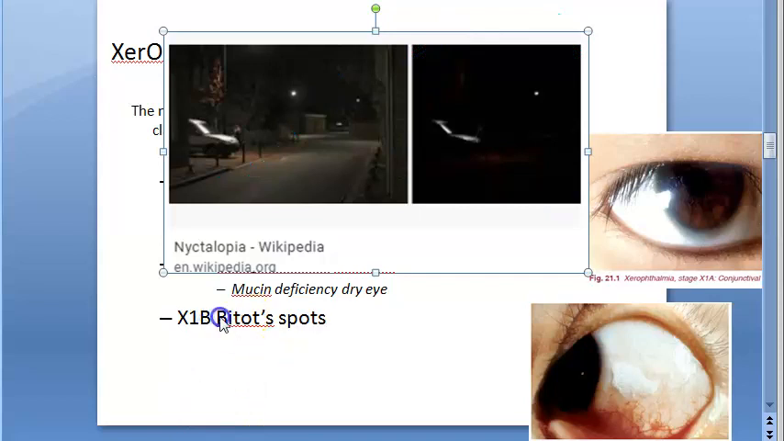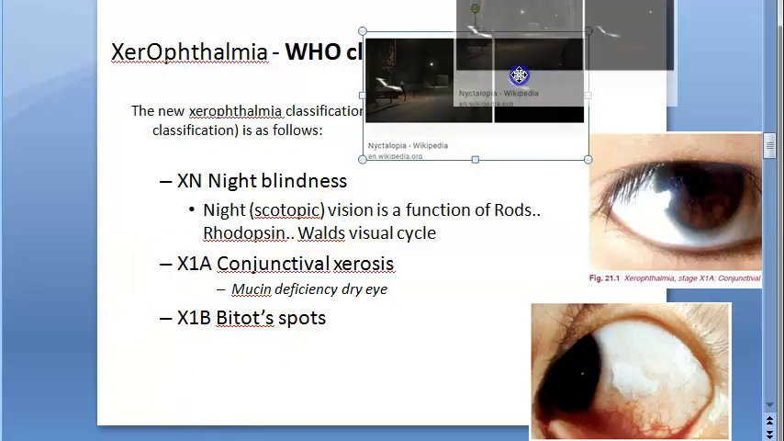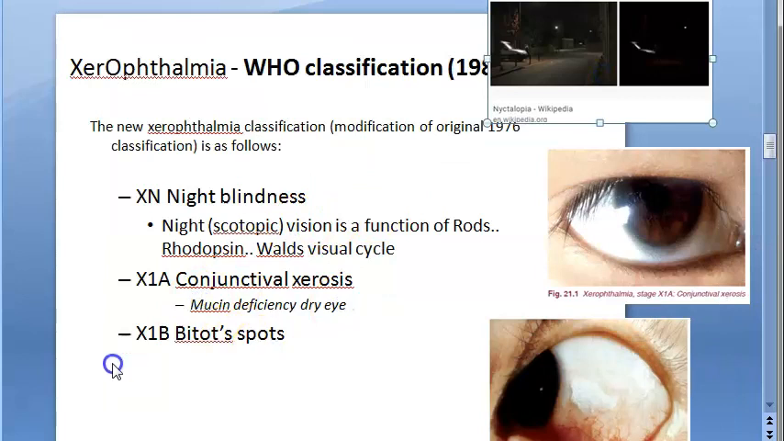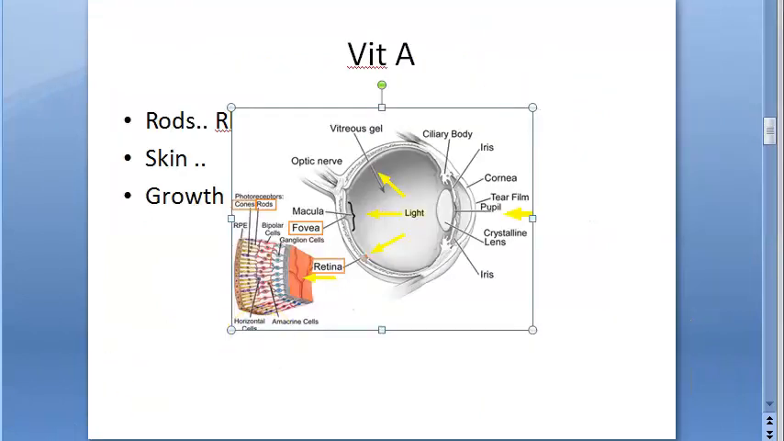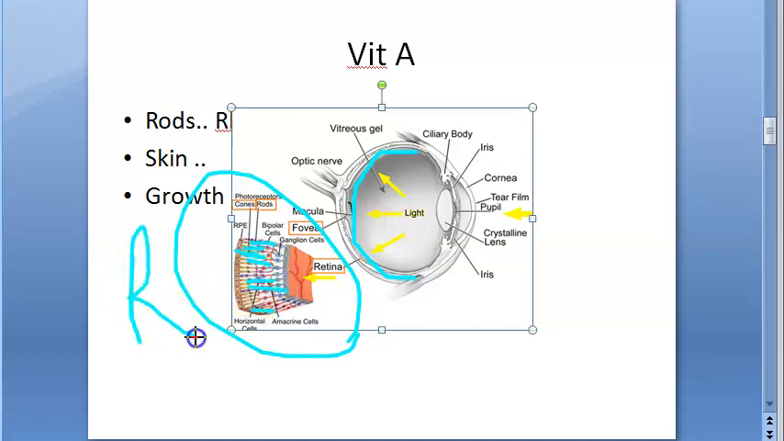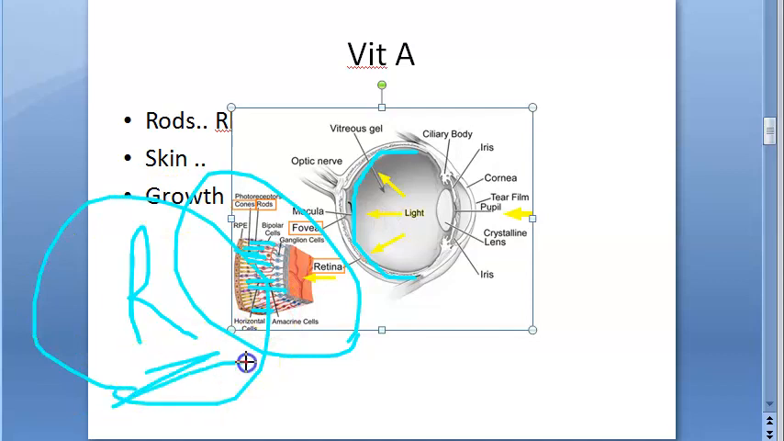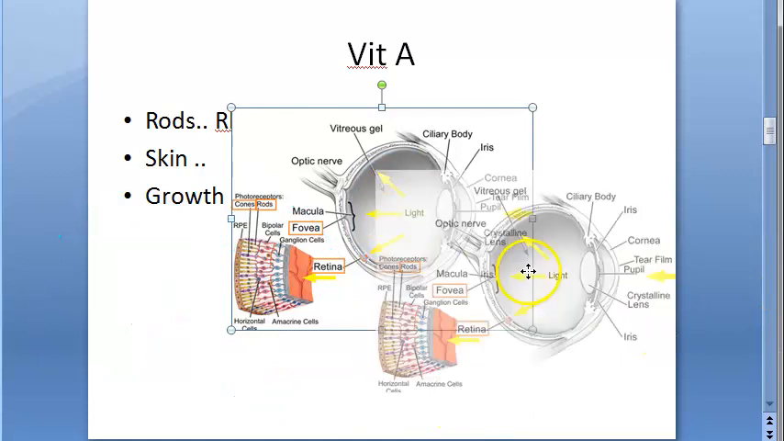Why? Because the rhodopsin is not proper in the rods, right? So where is the retina, guys? Innermost, here you have the retina. The retina's layers are explained here. Here you have the rods and cones. Here we are talking about the rods, because rods will help you see in the dim light. Black and white, all that it will help you see. Cones for color. C for C. Cones for color. R is for black and white, okay?